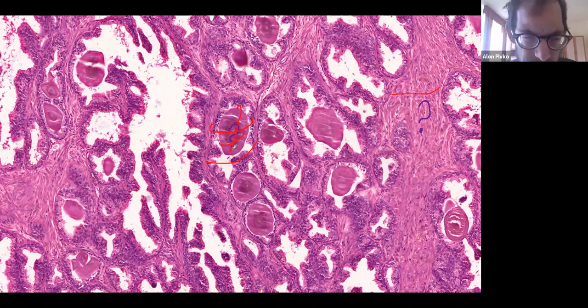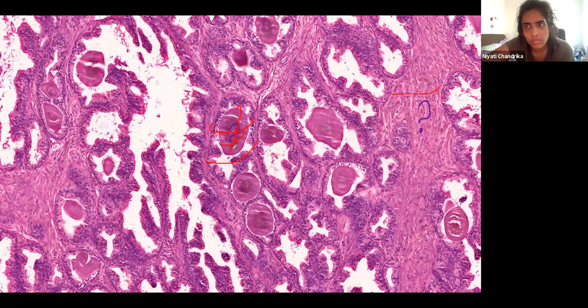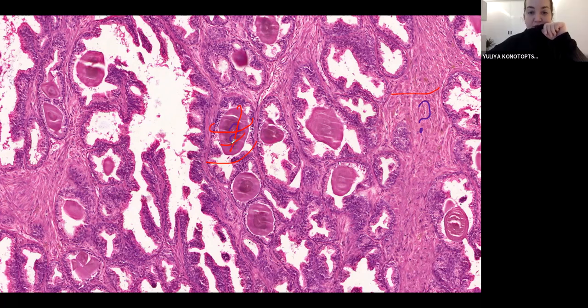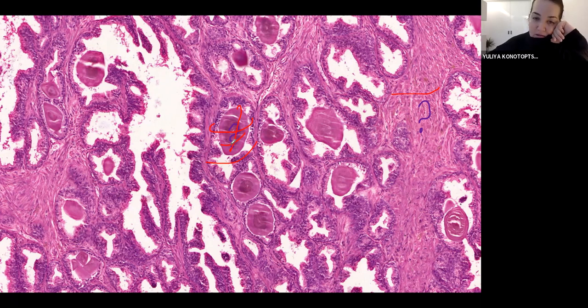This is prostatic sand. How did you call brain sand? Corpora arenacea. And it was present where? It produces melatonin, not melatonin. Yes, melanin in the pineal gland. Pineal gland, yes. Okay, so it's going to be in the pineal gland. So corpora arenacea is going to be in the pineal gland.